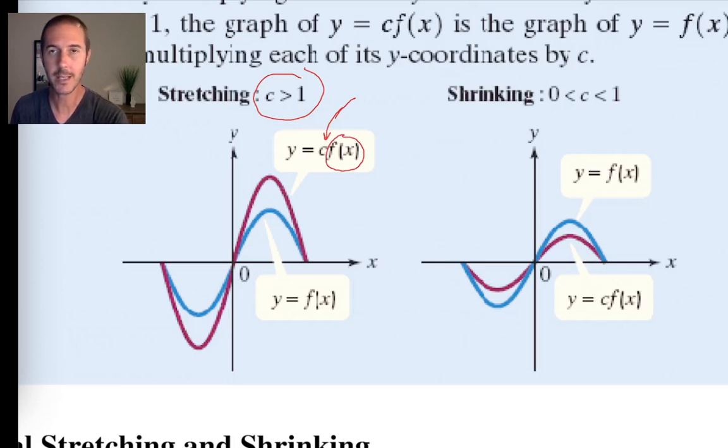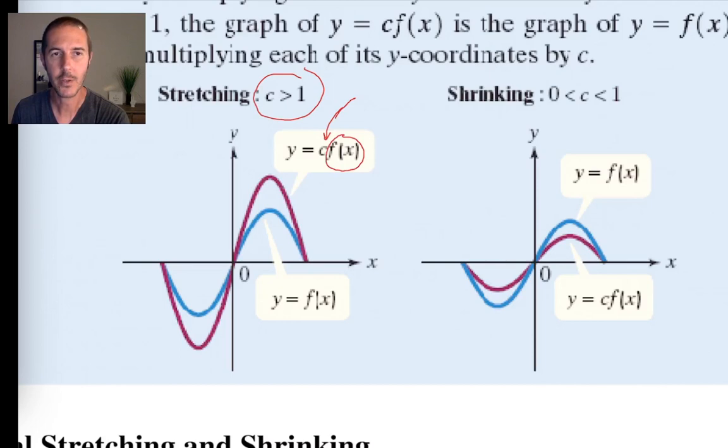We're not modifying the x values. You'll notice neither one of these graphs have gotten wider or narrower. They've only gotten either taller or shorter. So we've taken all of our y values and multiplied them by something. X values are staying the same. So a c value greater than 1 causes a vertical stretch.